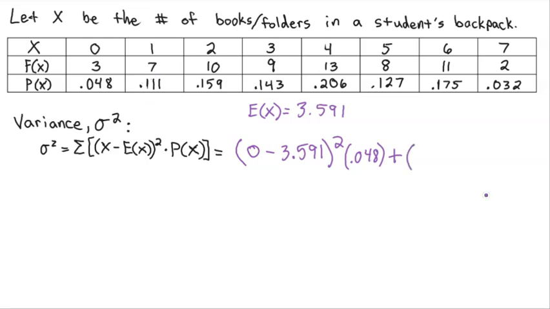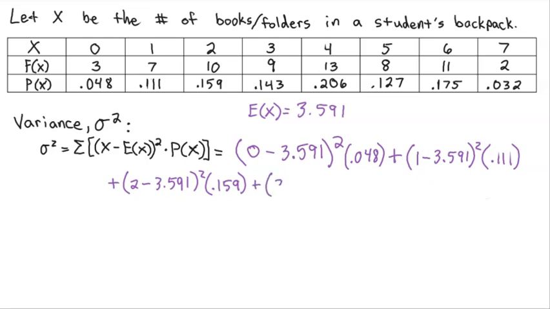Okay? So we're going to go parenthesis 1 minus 3.591 close squared times 0.111. Then plus, now we're going to use 2 and 0.159. 2 minus 3.591 close squared times 0.159 close plus. Now we're going to do it with 3. 3 minus 3.591 close squared times 0.143.